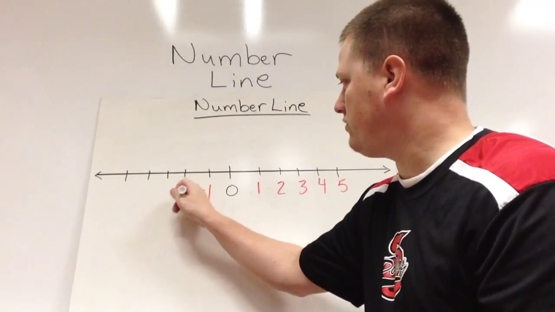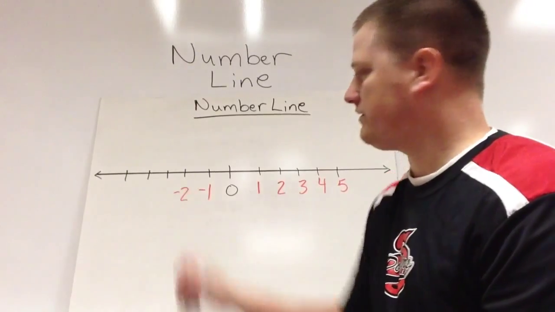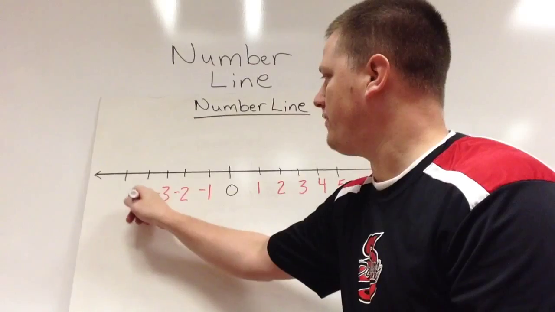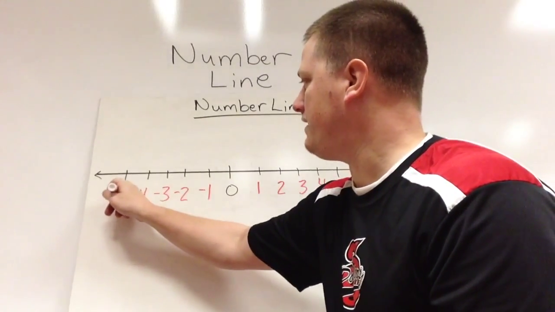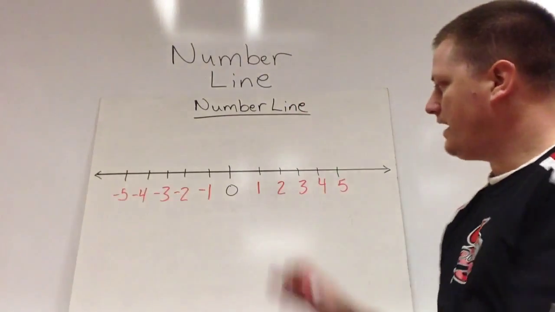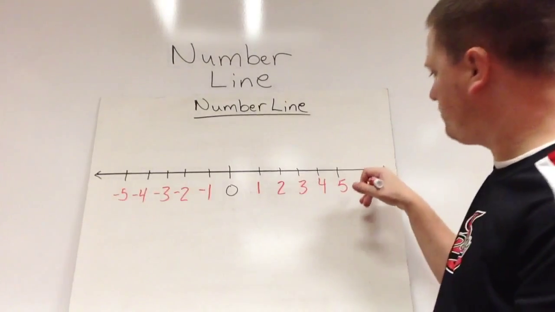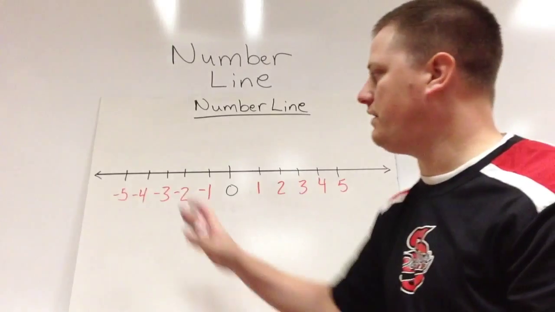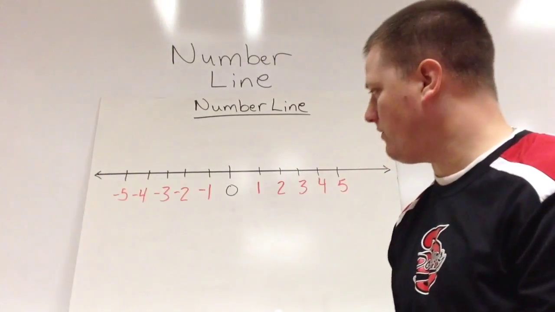1, 2, this is 2, but we went left, so it's negative. 3, but negative. 4, negative. And then last is negative 5. And these can continue on forever. That's why we see the arrows at either end. We could continue with 6, 7, and so on. Negative 6, negative 7, and so on.